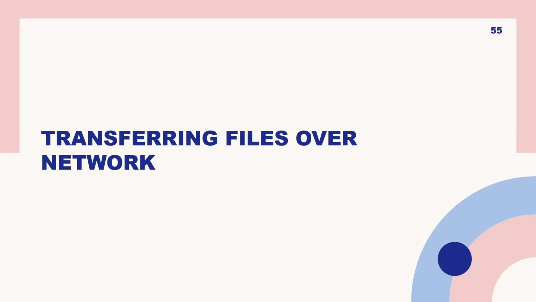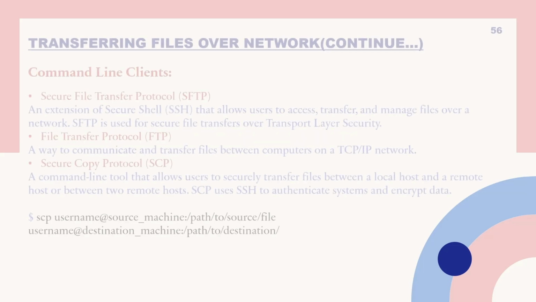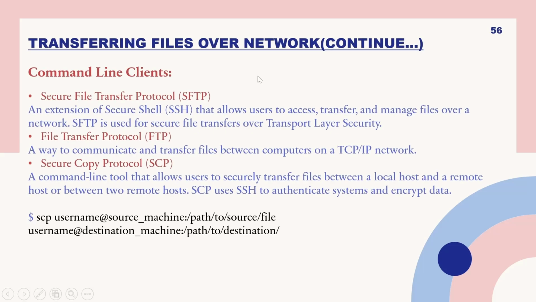In my example, I will show you how you can transfer a file from Windows to Linux, or Linux to Windows. The first thing you have is command line clients. You have three command line clients specifically. The first one is SFTP. Basically it is an extension for SSH and it transfers the file using the TLS layer, the Transport Layer Security protocol.